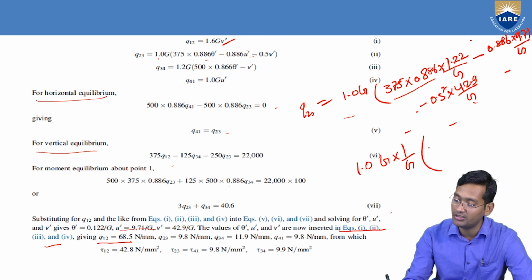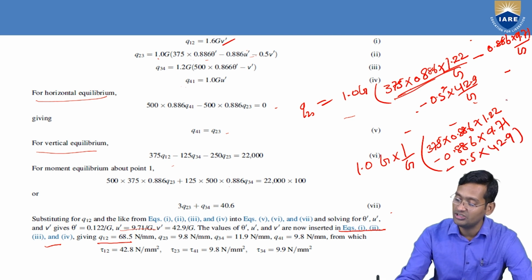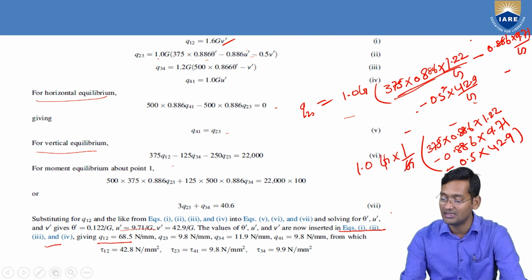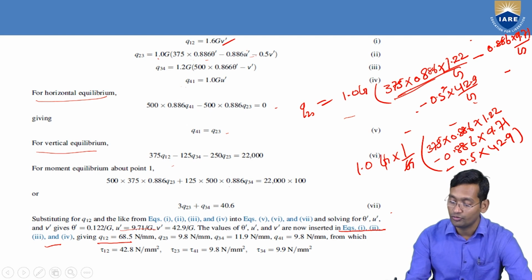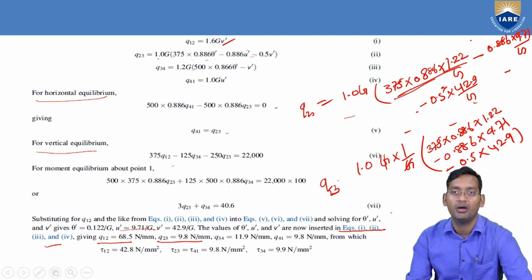Now whatever this term will be there, that is what? 375 into 0.886 into 1.22 for the first term. Okay. Minus 0.886 into 9.71 for this term. Minus 0.5 into 42.9. So just put these values, multiply, and add or subtract. Okay. And this G will get cancelled. Then you have to just multiply by 1. So after doing this, Q23 will be equal to how much? Let's see, 9.8 Newton per mm.